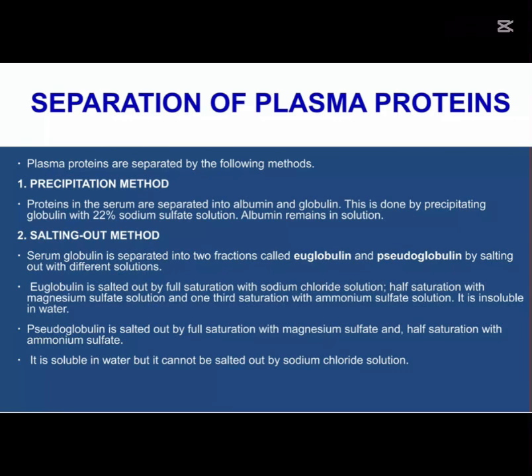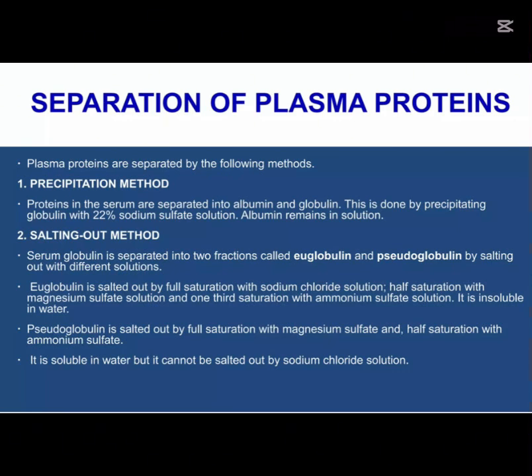That is full saturation of sodium chloride, half saturation of magnesium sulfate, and one-third saturation of ammonium sulfate. So when you use the full saturation of sodium chloride, half saturation of magnesium sulfate, and a quarter or one-third saturation of ammonium sulfate, you get the euglobulin. Are you getting? And you should also know that it's insoluble in water.